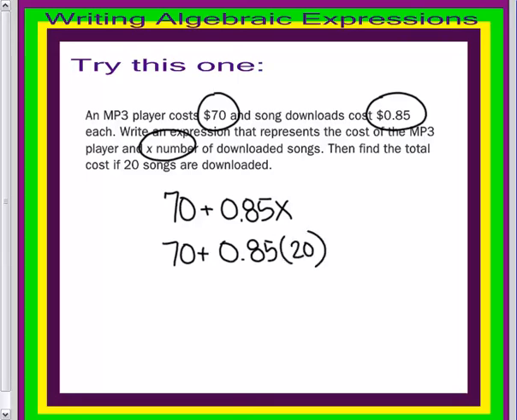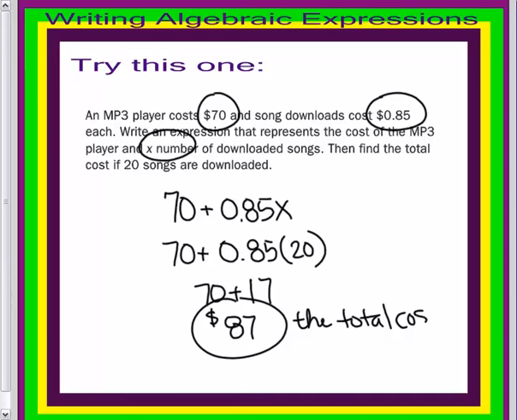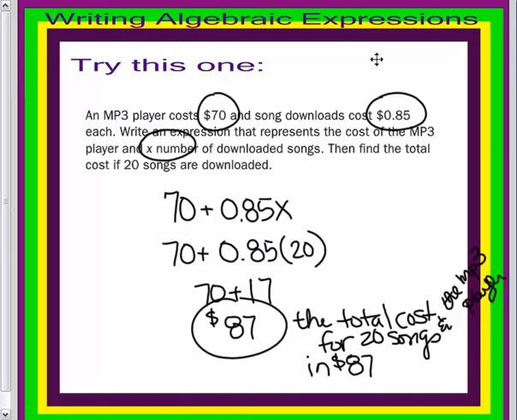So when I plug in 20 times 85 cents is 17. If I add 70 to that, I get $87. So the total cost for 20 songs is $87. Oh, for 20 songs and the MP3 player. Okay, make sure you have a complete sentence answer and a label, because labels are, of course, important.